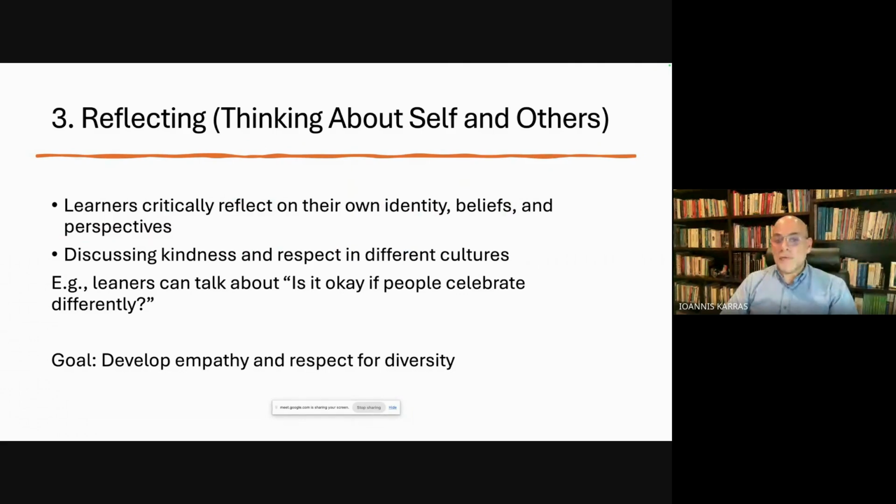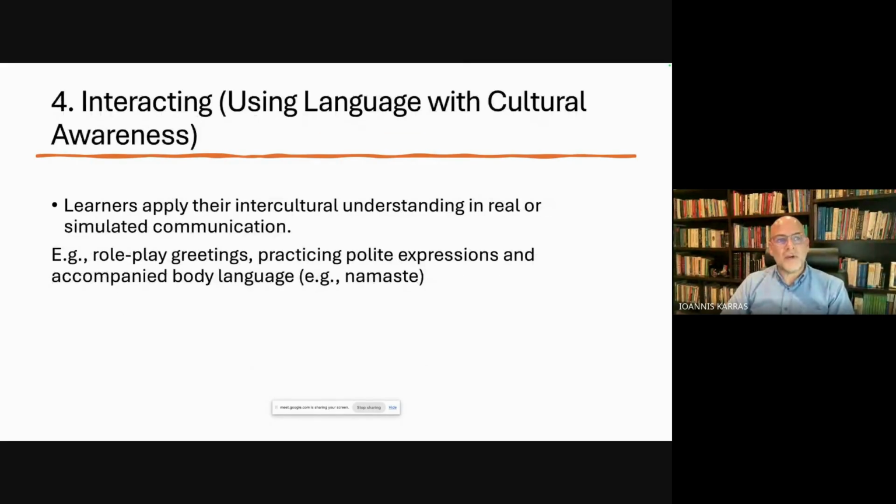So learners can talk about, is it okay if people celebrate differently? You know, when we're discussing different celebrations around the world. And hopefully the goal here is to develop empathy and respect for diversity. And moving on to the last stage, which they named interacting, learners apply their intercultural understanding in real or simulated communication. So, for example, at these stages of learning, you can role play greetings, practicing polite expressions, like using body language. So if they see a video or a book where they have the namaste, explaining that, etc.